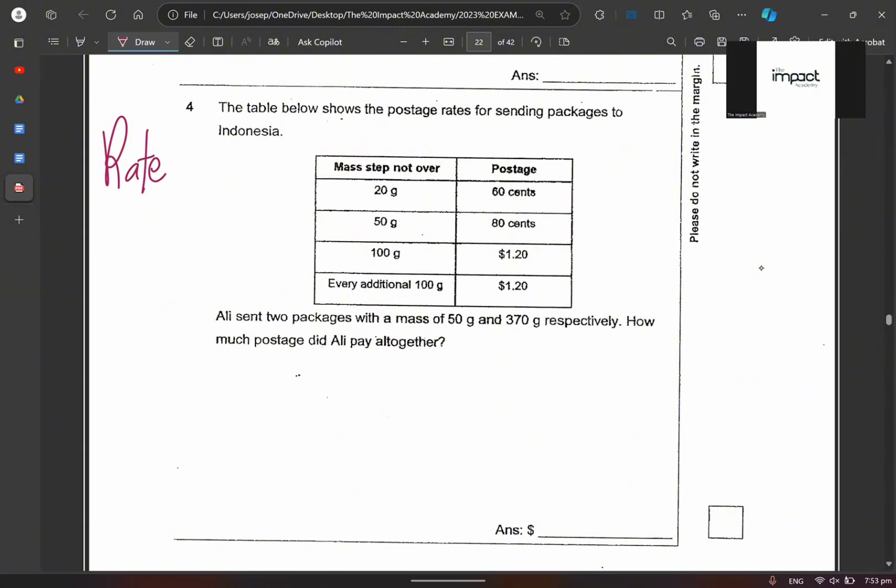Now, for rate concept, very simple, okay? We are going to say that, as you can see over here, the table below shows the postage rates for sending packages to Indonesia.